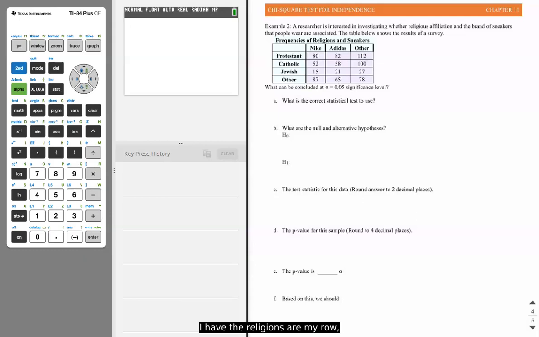So I have the religions as my rows, and then my columns are the sneakers. And it says, what can be concluded at alpha equals 0.05 significance level?